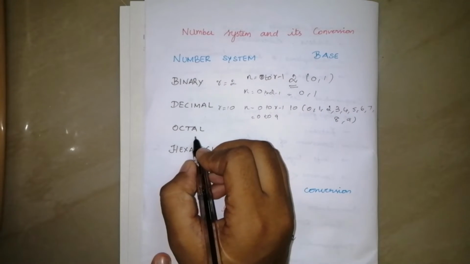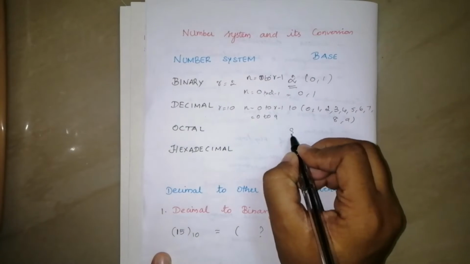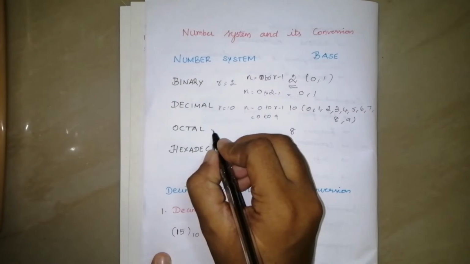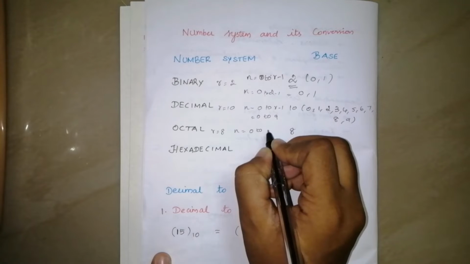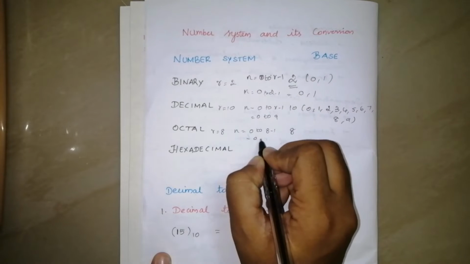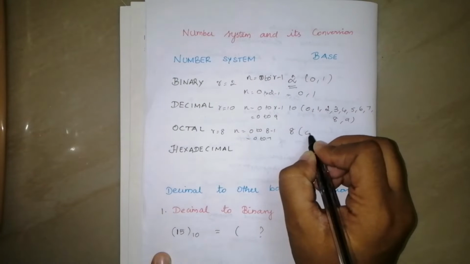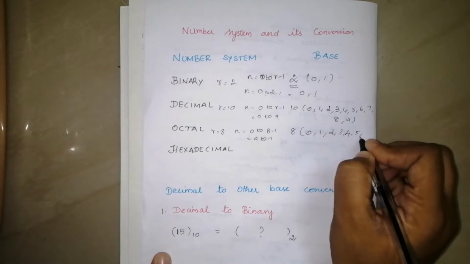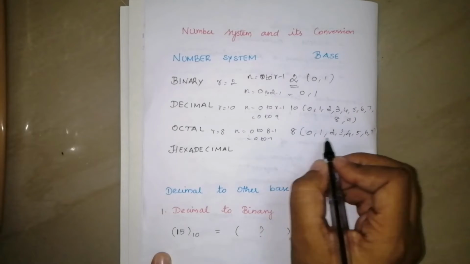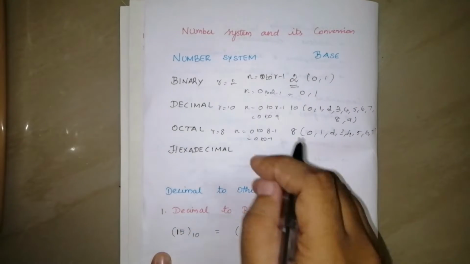Then coming to the octal number system, we know octal means 8. So therefore r is equal to 8. Then n is equal to 0 to 8 minus 1, which is equal to 0 to 7. Therefore 0, 1, 2, 3, 4, 5, 6, 7. Only these numbers will be used in the octal number system.